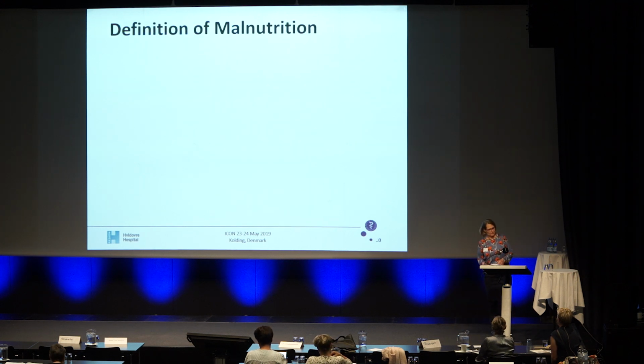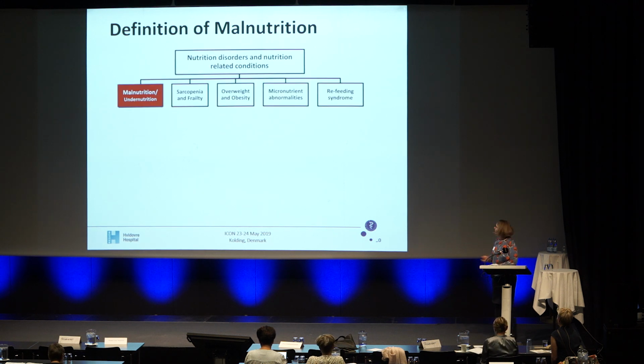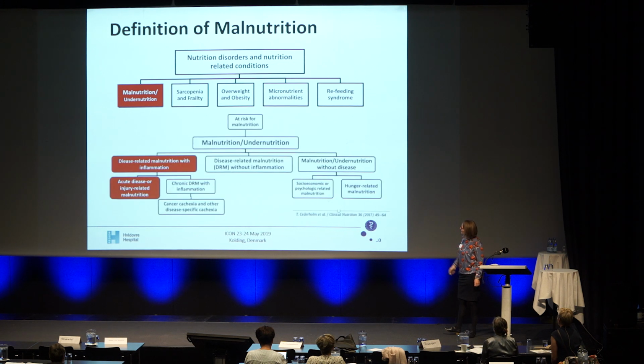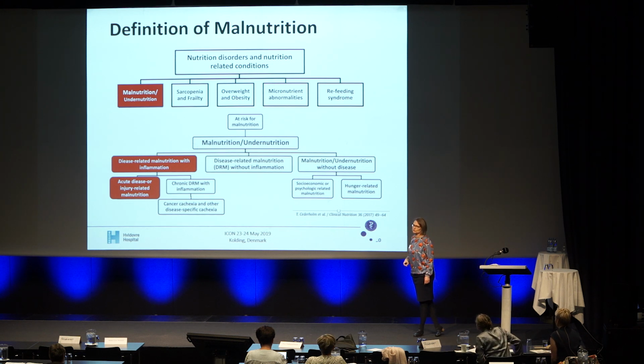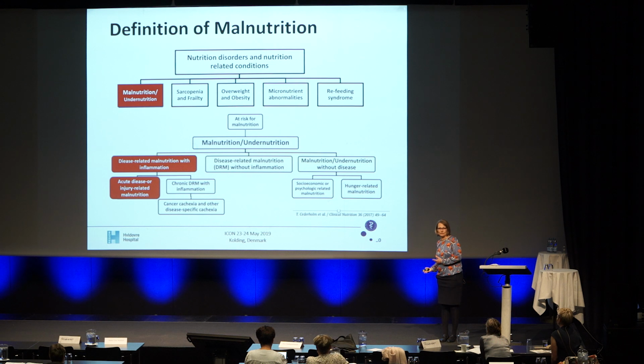So, malnutrition. What is the definition of malnutrition? Well, just a few years ago, I think in 2018, there was a new definition of malnutrition. And you could see this as a different kind of malnutrition. The red one is the one we are looking at, and the red one over here is called disease-related malnutrition with inflammation. Today, we do not talk about malnutrition without talking about inflammation, because these two go hand in hand.